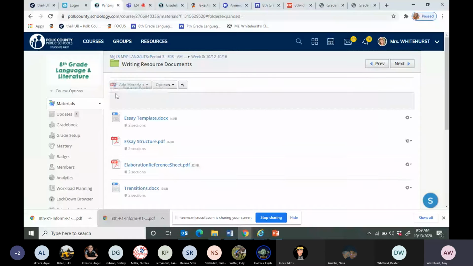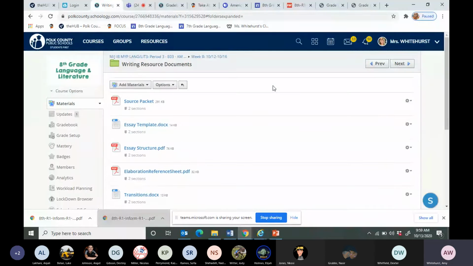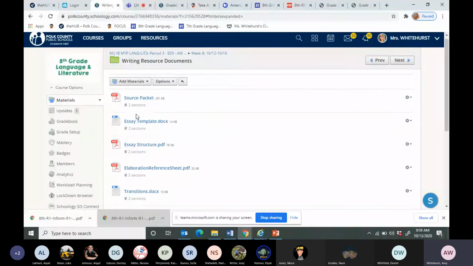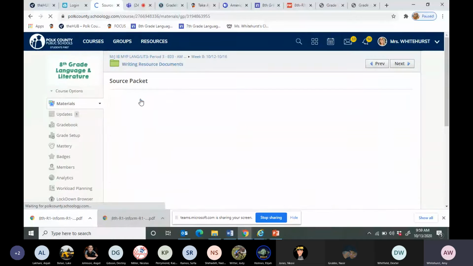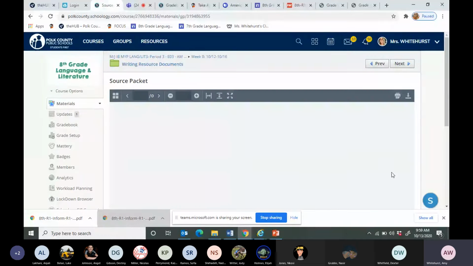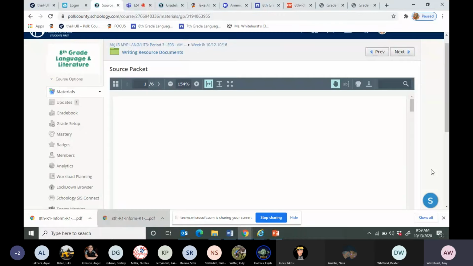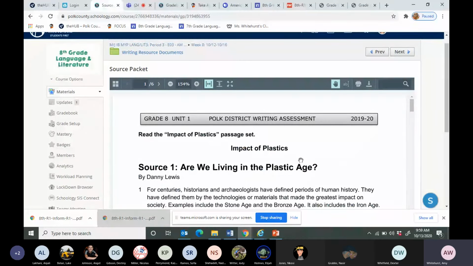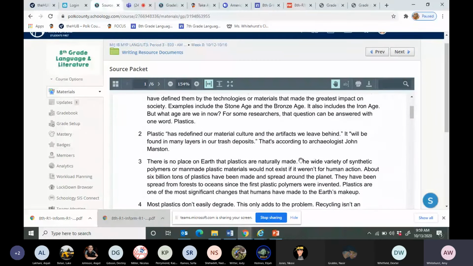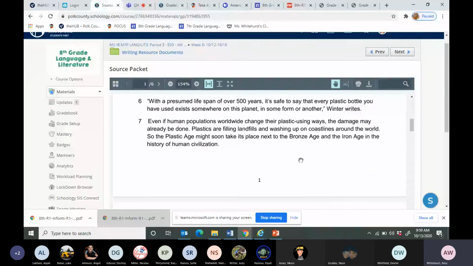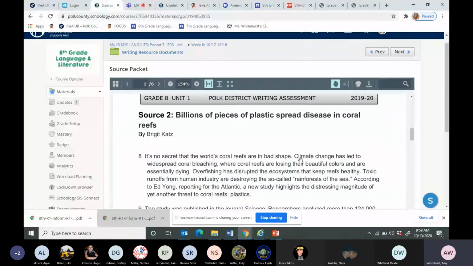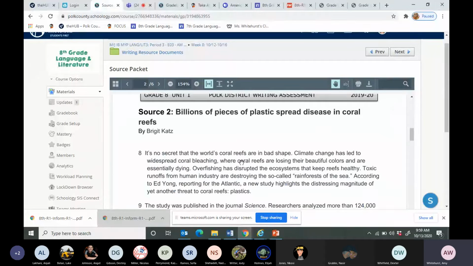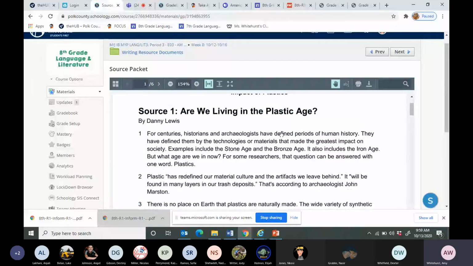All right. So if you refresh your Schoology page in the writing resource document, you should now be able to see the file that says source packet. If you click on that, obviously it will take you to the source packet and the prompt. If you need to refer to this while you are revising, you have this information available to you. If you need to change any of your evidence, if you just need to refresh your memory, then you have this information in front of you, okay?